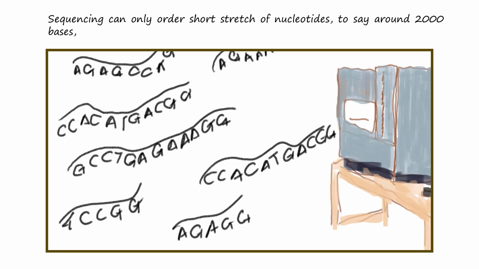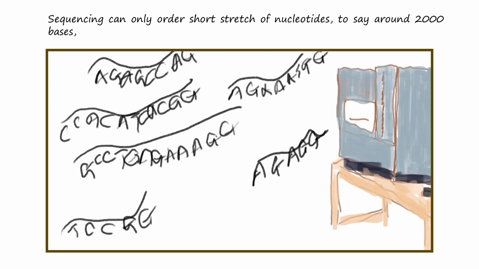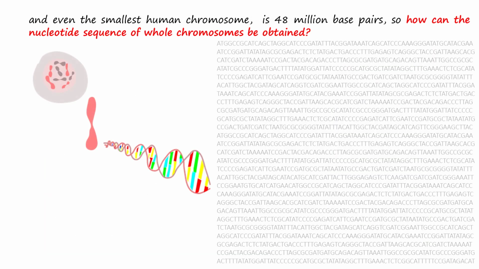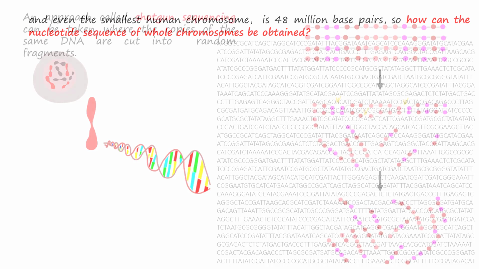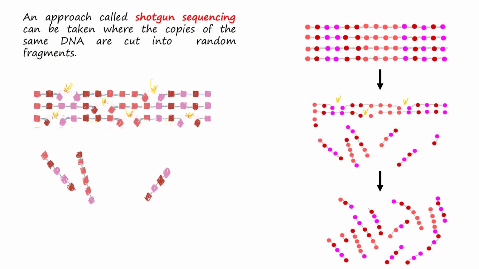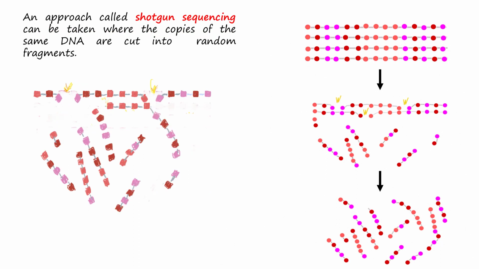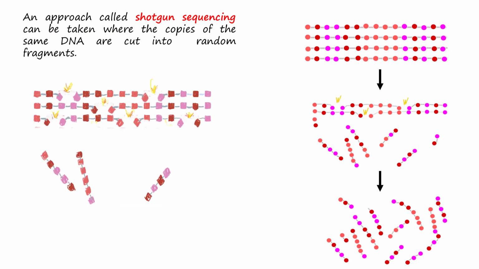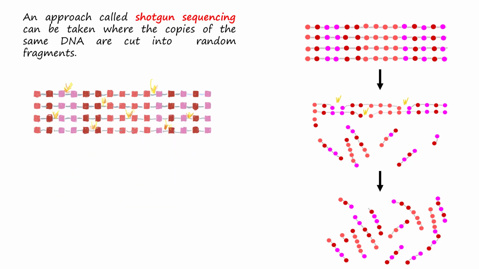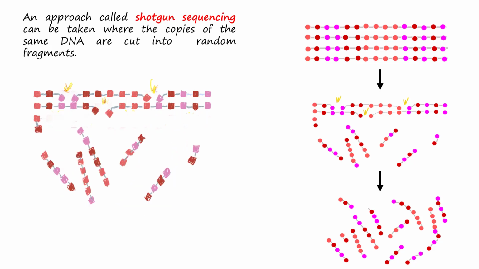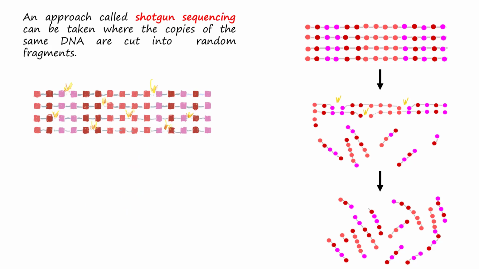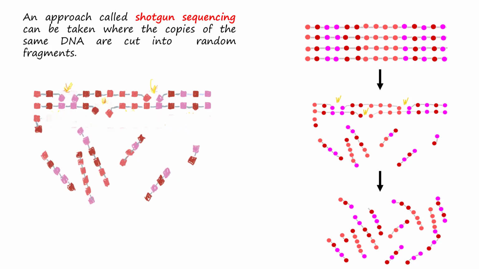Sequencing can only order a short stretch of nucleotides, say around 2000 bases in Sanger sequencing and smaller in NGS sequencing by synthesis. But even the smallest human chromosome is 48 million base pairs, so there are approaches to obtaining long nucleotide sequences. The shotgun approach can be taken where copies of the same DNA are cut randomly and thus fragmented at different positions along the DNA strand. The jumble of fragments once sequenced are put together in the correct order to obtain the continuous sequence or contig.